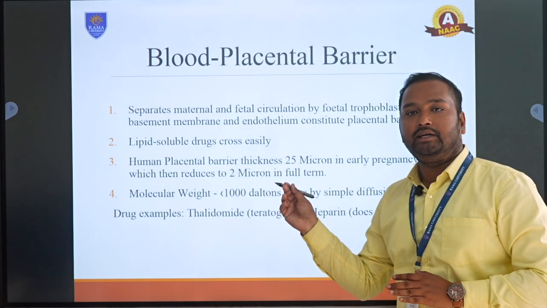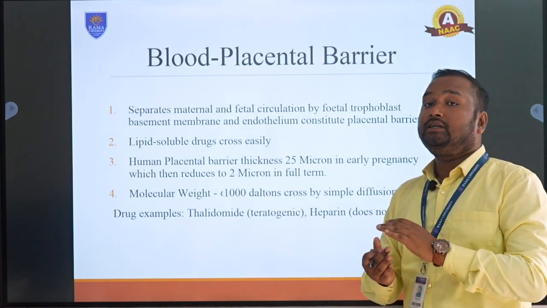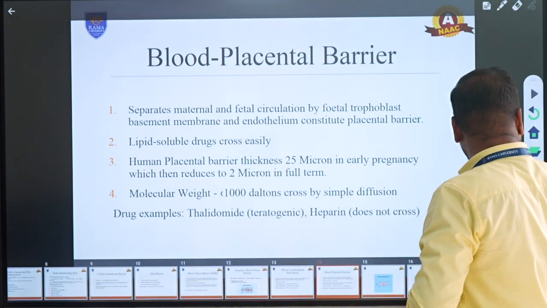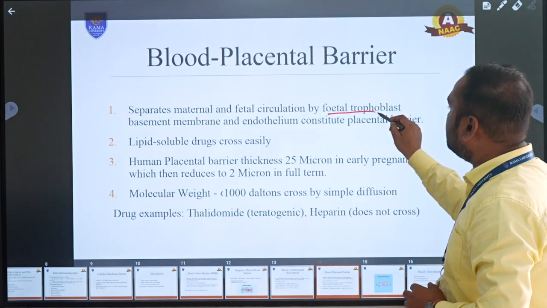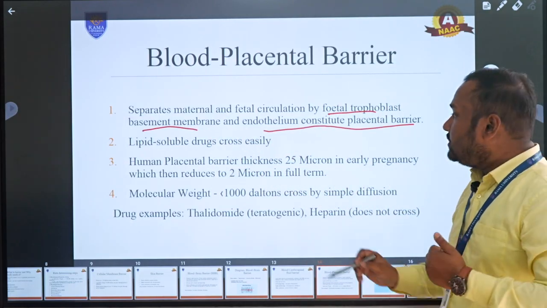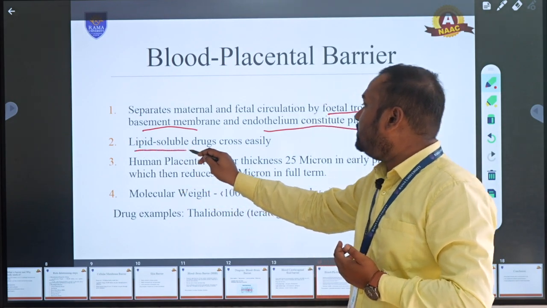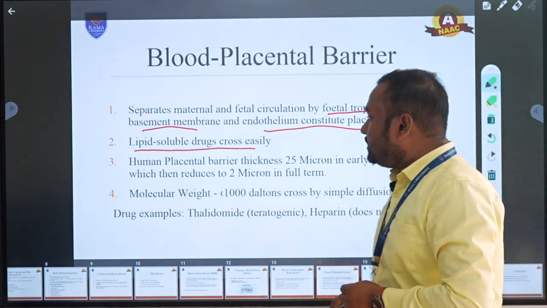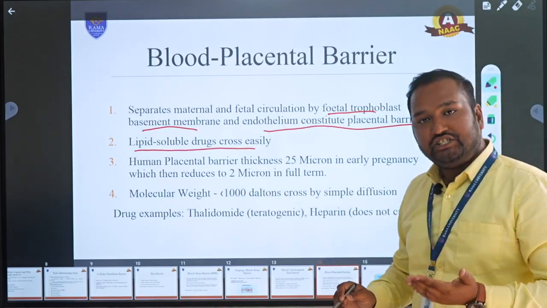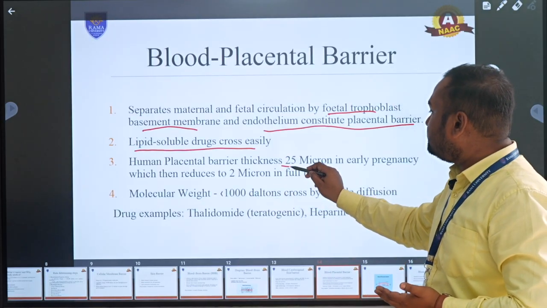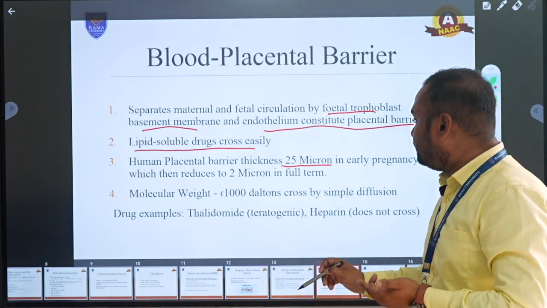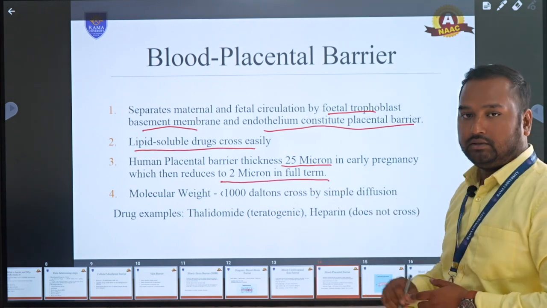Next, we have the blood placental barrier. This is the barrier present between the mother and the neonate, where the fetal trophoblast basal membrane and endothelium constitute the placental barrier. The drugs that pass are lipid soluble drugs. One important thing is that the placental barrier thickness during the initial trimesters is 25 micron, and by full term it becomes 2 micron.